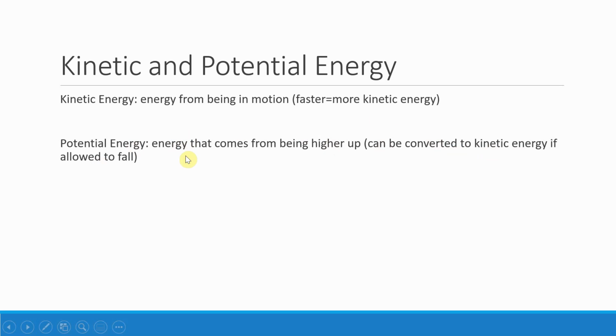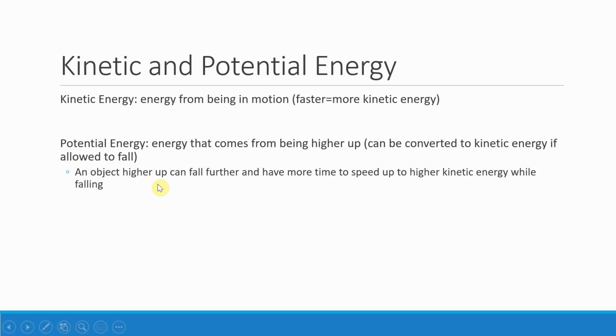The higher it is, the more it can fall and the faster it can become, so therefore it would have more potential energy. In other words, an object higher up can fall further, and therefore has more time to speed up while it's falling to a higher kinetic energy. And that's why the higher it is, the more potential energy it has. That's the main thing you need to know. They might give you a few examples of different objects at different points and ask which one has more potential energy, and it's going to be the one that's higher up. Or they might ask which one has more kinetic energy. It's wherever it's moving faster.